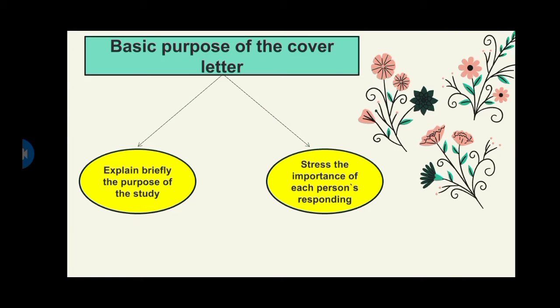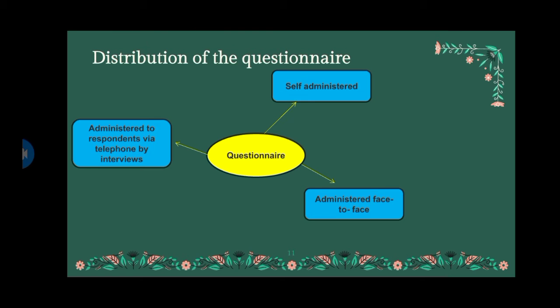There are 3 main methods of administering the survey questionnaire. The questionnaire can be self-administered, which means that the respondents are asked to complete the questionnaire themselves, administered face-to-face to respondents by researchers, or administered to respondents via the telephone by interviewers. The self-administered questionnaire can be mailed or electronically transmitted via email or the web.